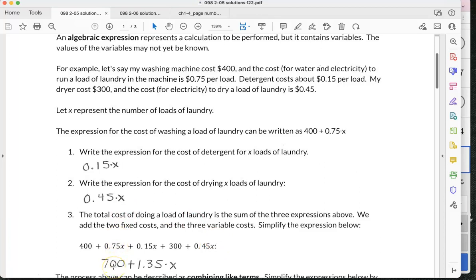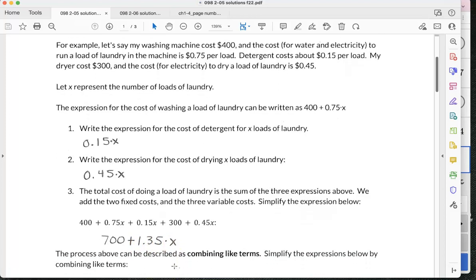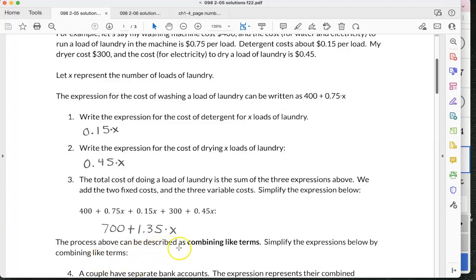So $700, and then these three terms add up to 1.35x. The process above can be described as combining like terms. So this is my attempt to make up a slightly realistic situation, even though you may have done combining like terms before and there was absolutely no story associated with it.